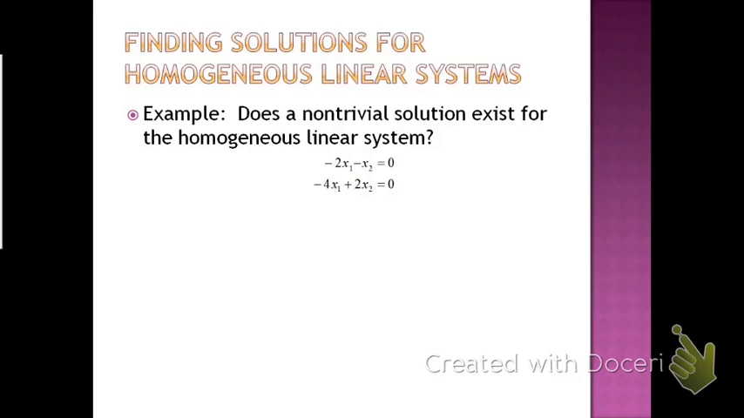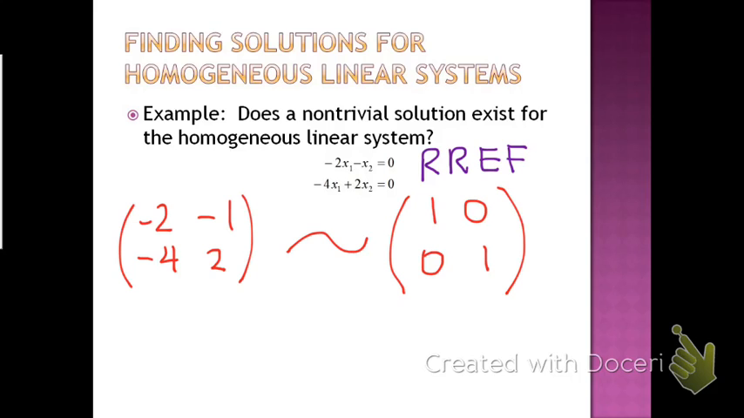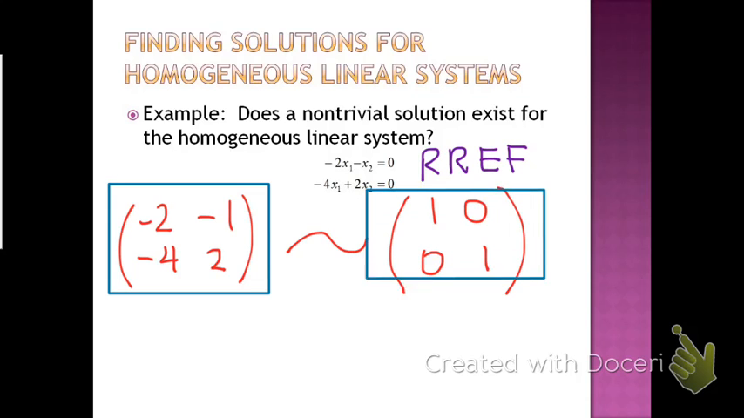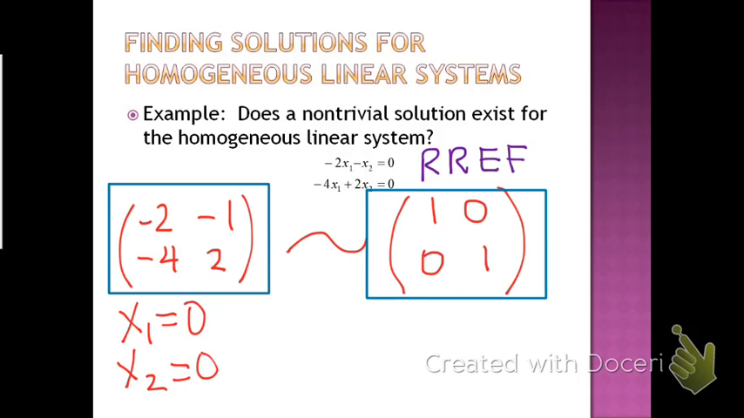Now let's look at this linear system and see if it has a non-trivial solution, or does this system have infinitely many solutions? So again, all we need to look at is the coefficient matrix. When performing EROs, putting this matrix into RREF, we notice we have this matrix here, which gives us the solution of x1 is equal to 0 and x2 is equal to 0. Again, that means that our x is equal to the zero vector, which is our trivial solution.